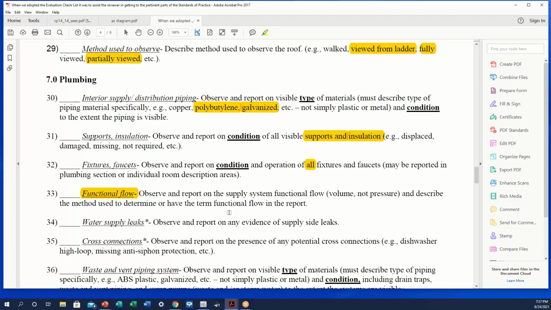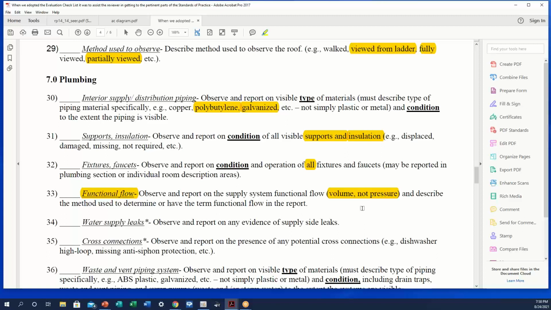Okay, and that's volume, not pressure, right? Functional flow is volume, yes. Pressure is different. They work hand in hand, but pressure is different. Most people are going to say, does it got good pressure? I say, well, I don't know about the pressure, but it does flow nice. And they don't know what they mean, everybody.